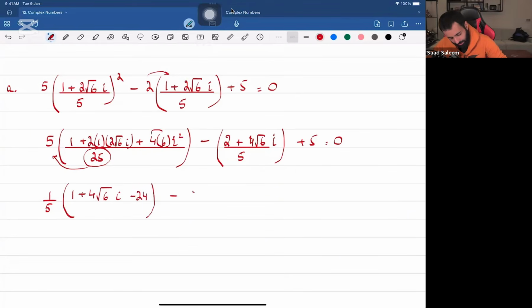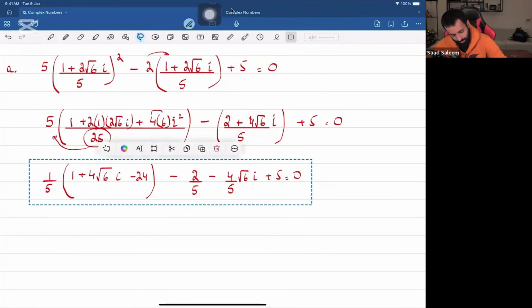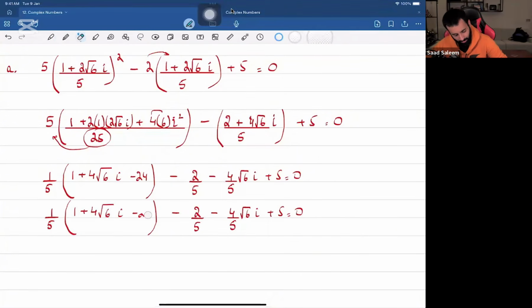And here you can start opening up the bracket. Minus 2/5, not just opening up the bracket, but also separating it. Minus (4/5)√6 i plus 5 equal to 0. Now 1 minus 24 is minus 23. So what this becomes is this. Let's write down the simplified version inside. Let's duplicate this to save some time. And 1 minus 24 can be written as minus 23.